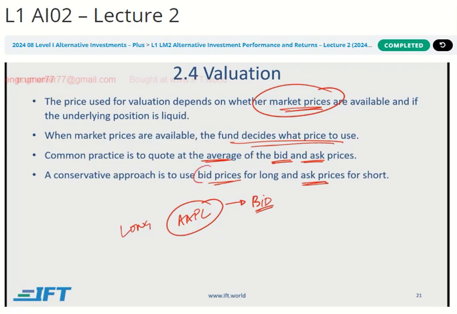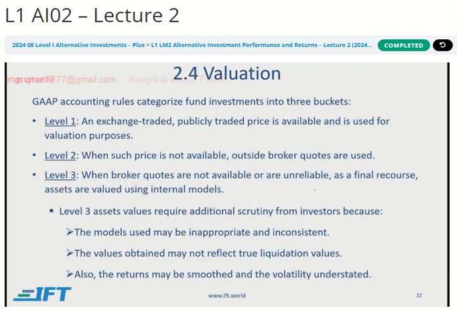So that's why you take the bid prices for your long positions. Whereas, let's say you're short a stock like GameStop and you need to buy it to square this position, well, then you need to check what price people are asking if you want to buy it from them. So a more conservative approach would be to take the bid prices for the long and ask prices for the short. Now coming to the ones which are not publicly traded, right?